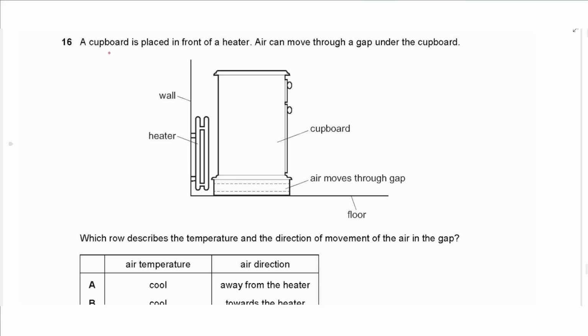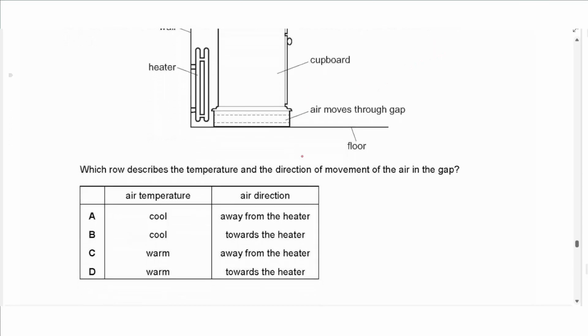Question 16 says a cupboard is placed in front of a heater. Air can move through a gap under the cupboard. Which row describes the temperature and the direction of movement of air in the gap? So if hot air rises above the heater, then cold air must replace it from underneath the cupboard. So it would be cool air under the cupboard. And the direction of flow is not away from the heater, it is towards the heater to replace the lost hot air moving upwards. So the answer here will be B.